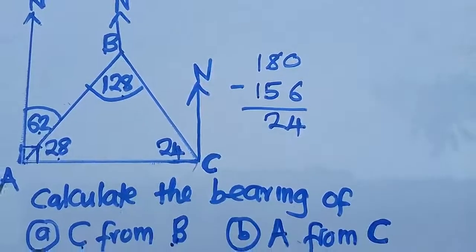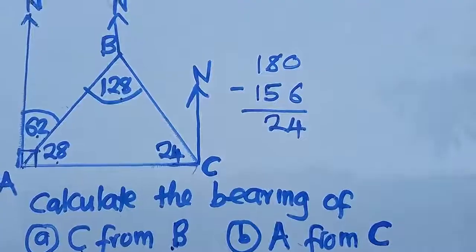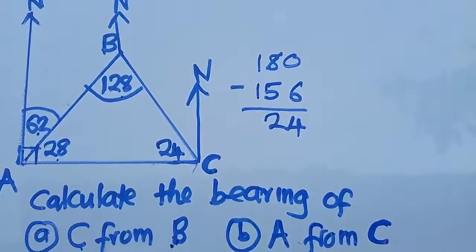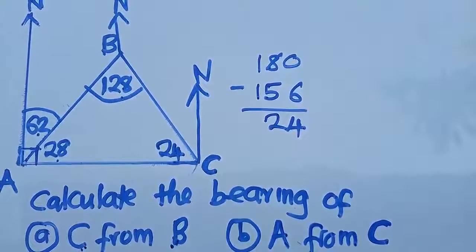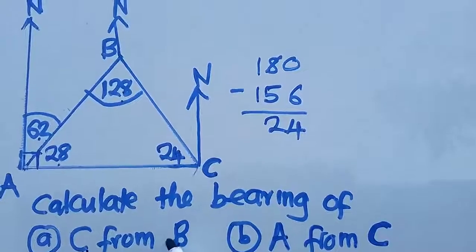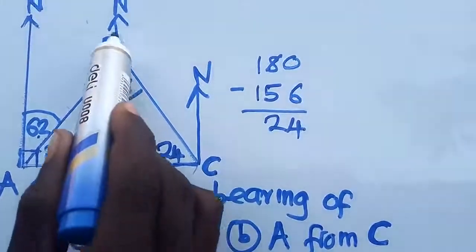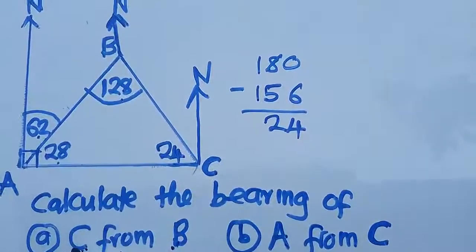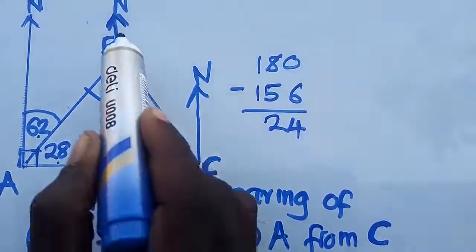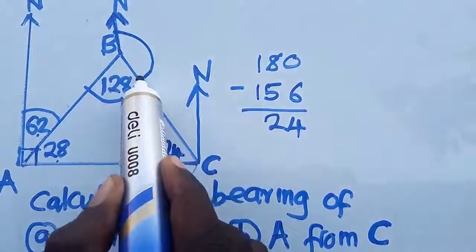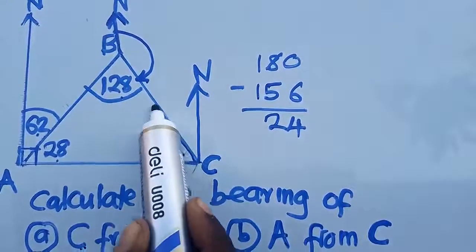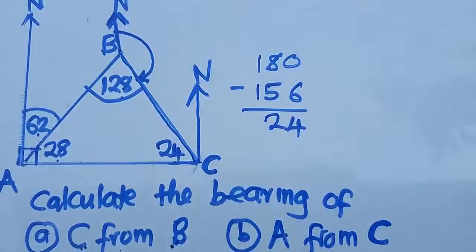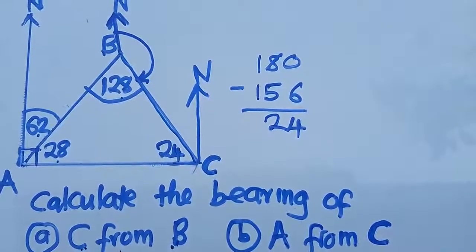How can you find that one? The bearing of C from B. You are coming from B. So B is where your B is. You start from B, then you join the line C. This line here is C. Have you seen what you are going to do? These are the steps you are going to follow.